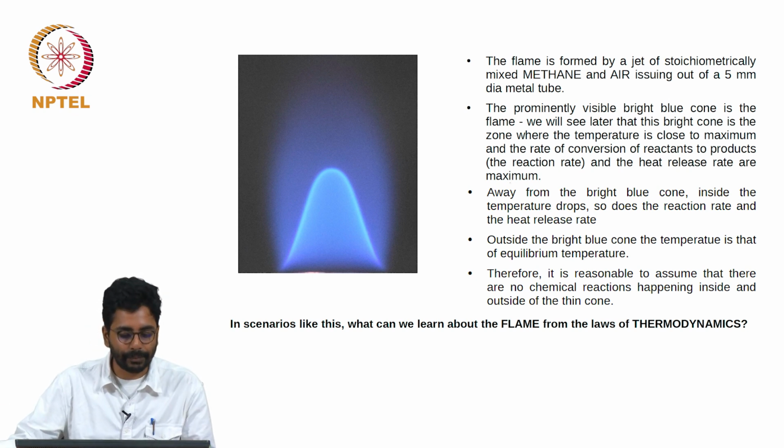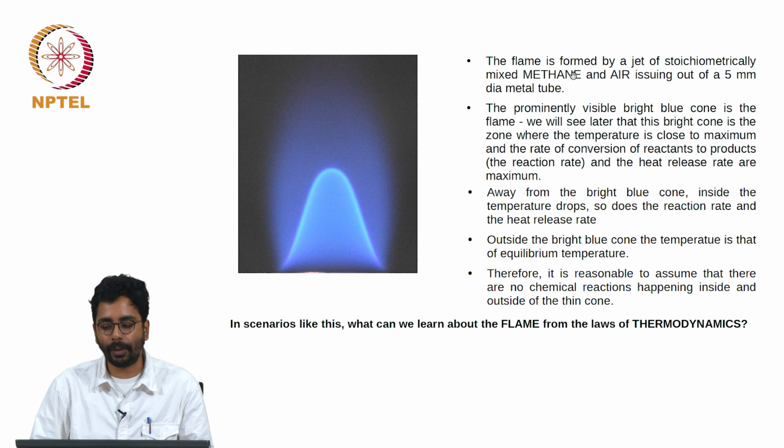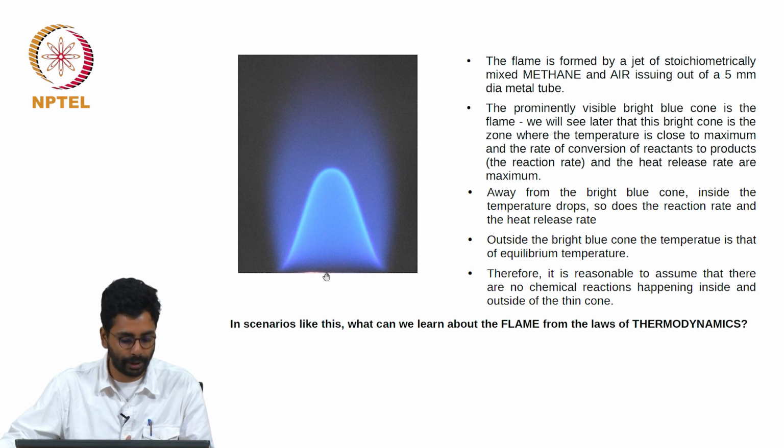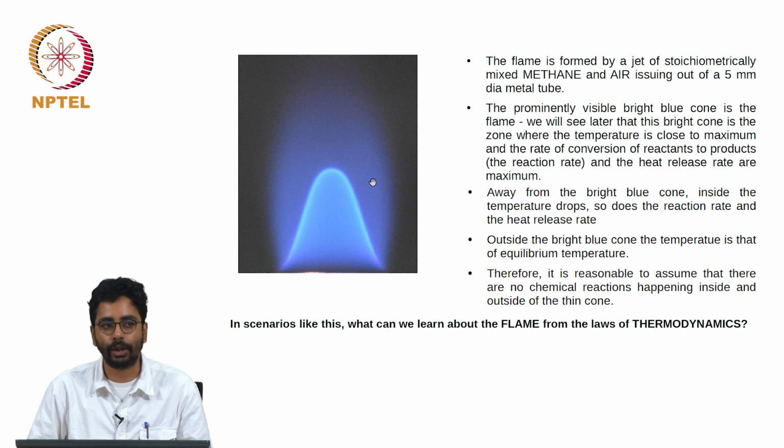So this flame that you see in the picture is formed by a jet of close to stoichiometrically mixed methane and air. It is a premixed flame, and the mixture is issuing out of a 5 millimeter diameter metal tube from the bottom. The fuel air mixture is coming from here and ignited at the top, and a conical flame forms at the top of the burner.